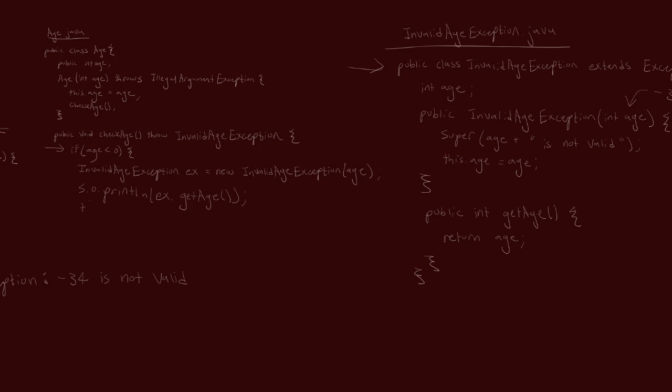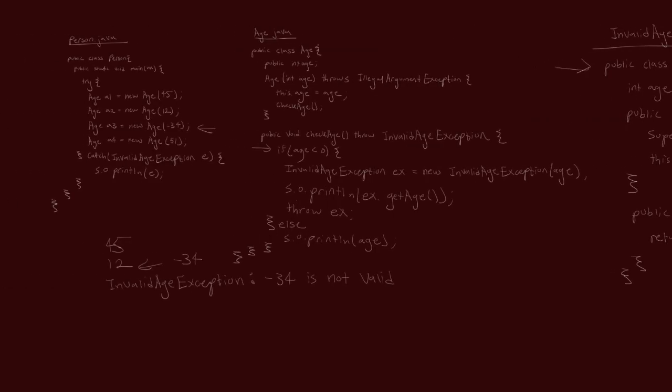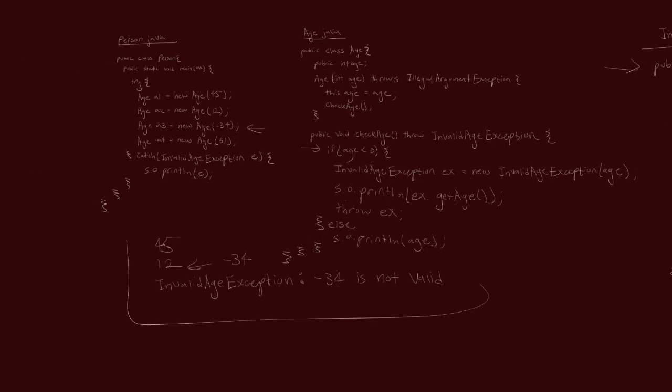Okay, and then we throw InvalidAgeException, but we can just throw ex because that's equal to new InvalidAgeException. And if this is false, then we just do System.out.println and we just print out the age as it is. Okay, and then minus 30, and then it'll print out this way instead.